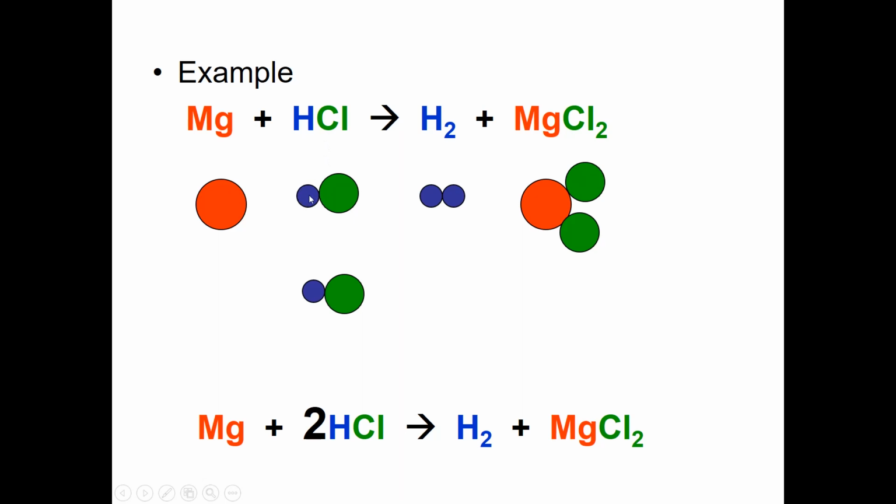So you can't just add an extra blue dot to balance out the hydrogens. You have to add an entire molecule, an entire unit, the blue and the green dot. So since we have both 2 hydrogens and 2 chlorines with that coefficient, now that balances the 2 chlorines on the product side. So you now have 1 magnesium, 2 hydrogens, 2 hydrogens, 2 chlorines, and 2 chlorines.